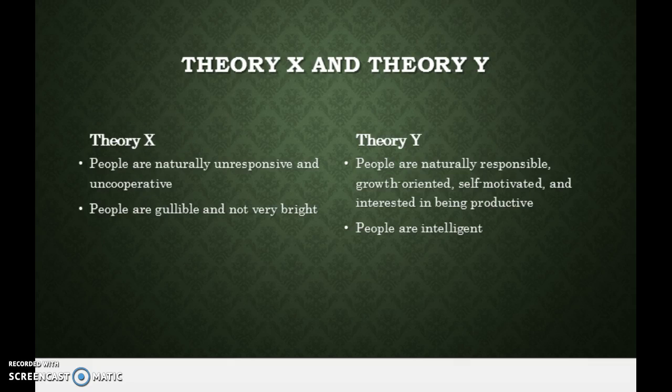In Theory X, people are naturally unresponsive and uncooperative. Also, people are gullible and not very bright. In contrast, Theory Y states that people are naturally responsible, growth-oriented, self-motivated, and interested in being productive. Additionally, Theory Y assumes people are intelligent.